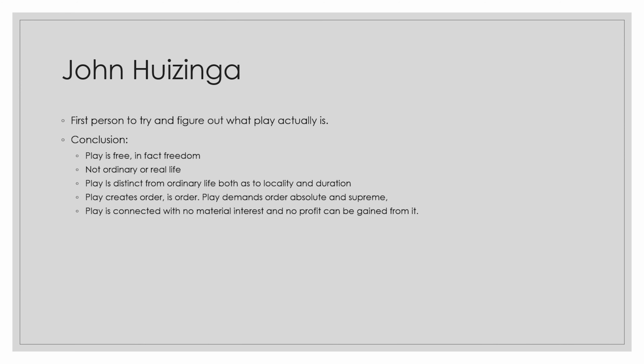Play creates order, where play demands order absolute and supreme. A child would try their very best to do whatever they wanted without there being rule sets. That is their form of order, while ours would be a direct route, or you follow certain rule sets. These are what you have to do within a game, such as in video games. Video games have their own rule sets. You have to follow these rules whilst playing a game.